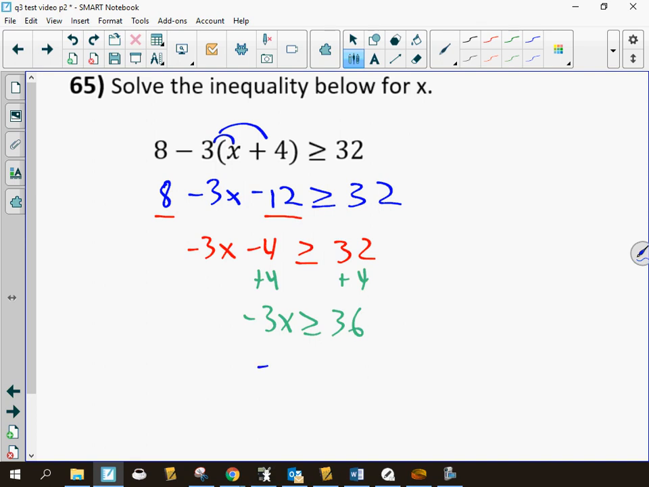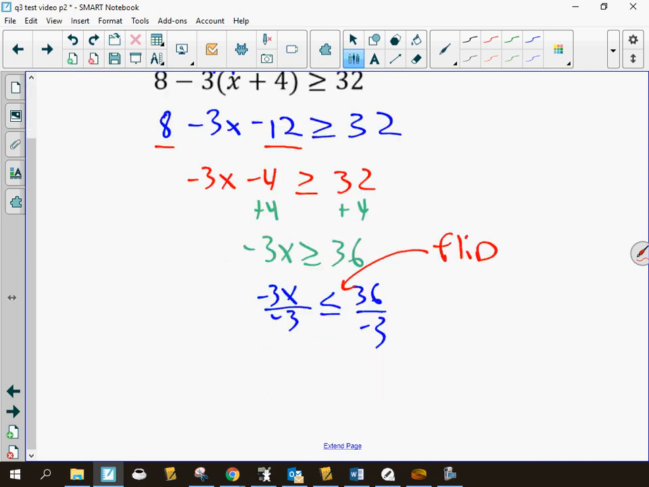Now, here is the important step. When you divide or multiply both sides of an inequality by a negative number, you have to flip the inequality. And I'll get x is less than or equal to -12.